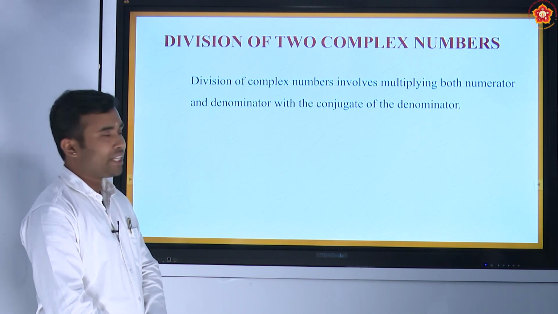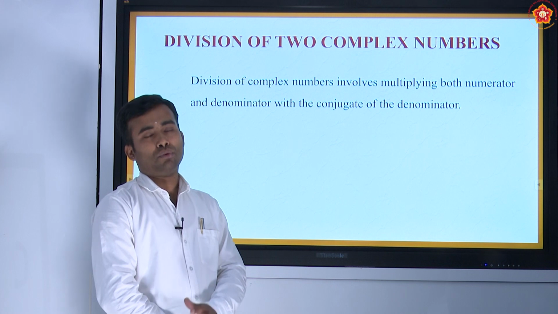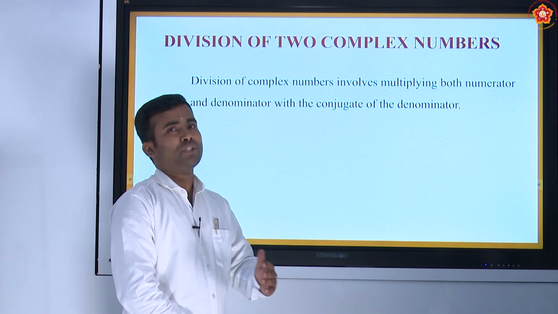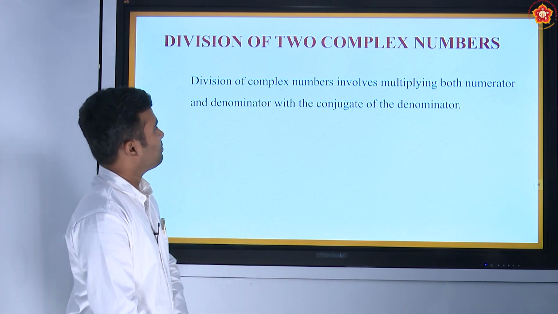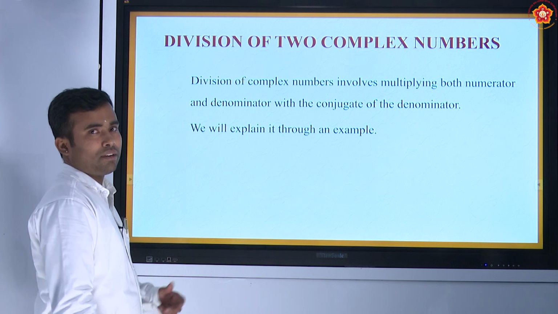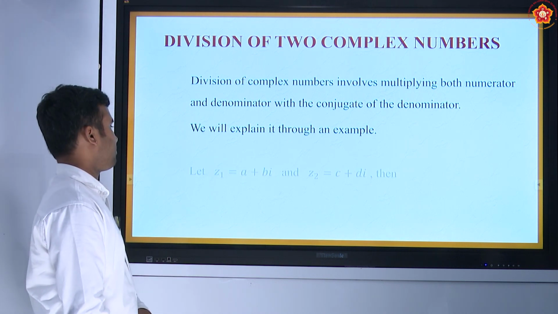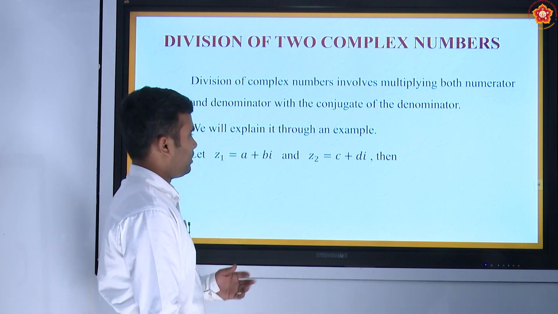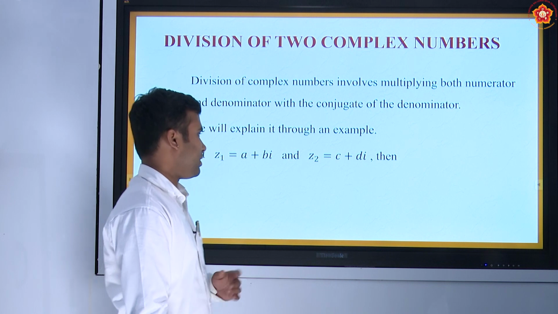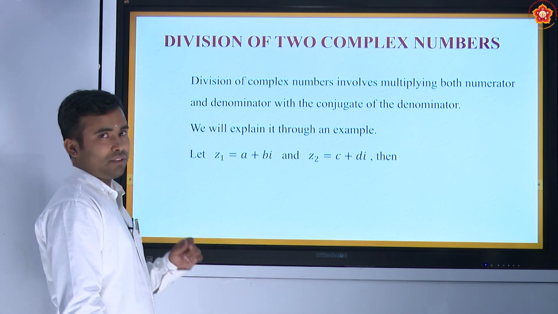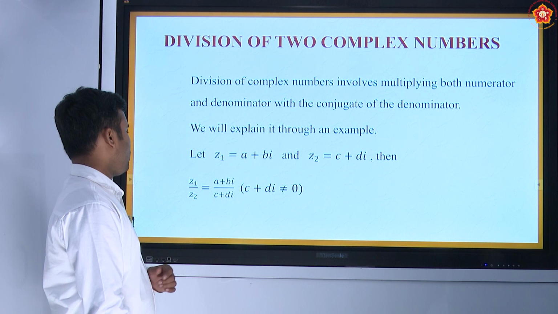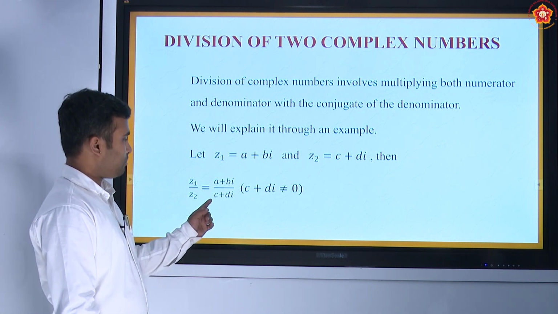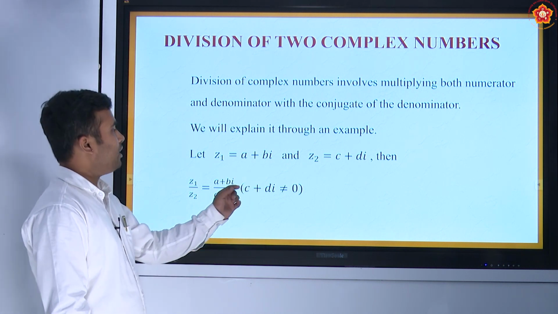Division of complex numbers involves multiplying both the numerator and denominator with the conjugate of the denominator. Here we will consider one example. Let us say Z1 is A plus Bi, and Z2 is C plus Di. There are two complex numbers. Let us divide Z1 by Z2. Z1 by Z2 is equal to A plus Bi divided by C plus Di, as we have taken Z1 and Z2.